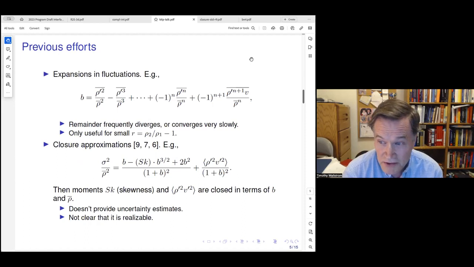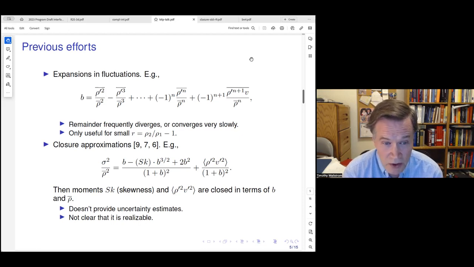So the previous efforts, so far as I can tell, this is a recognized problem in the literature. There are a couple of different classes. One is to expand in fluctuations, and the term over on the right is the remainder term. You can actually calculate that for simple distributions, and it sometimes diverges. So as you add more and more terms, your approximation gets worse and worse.